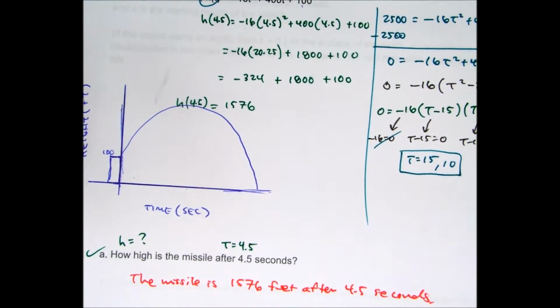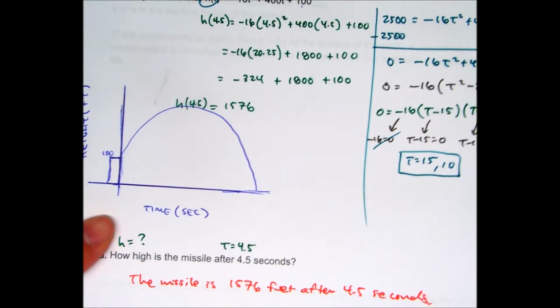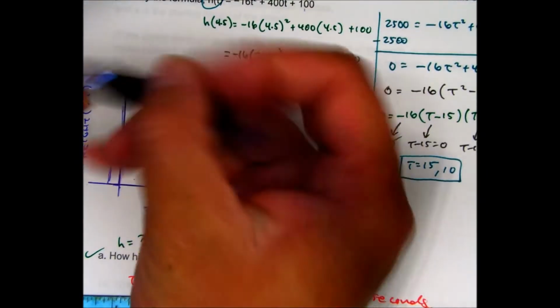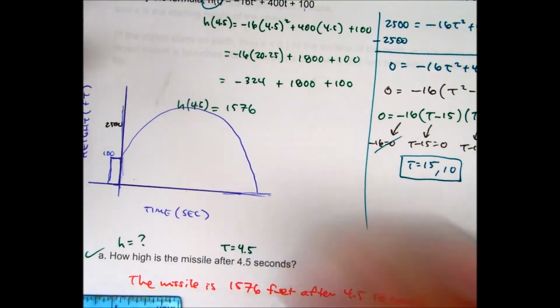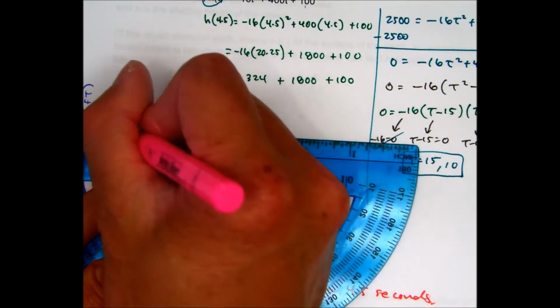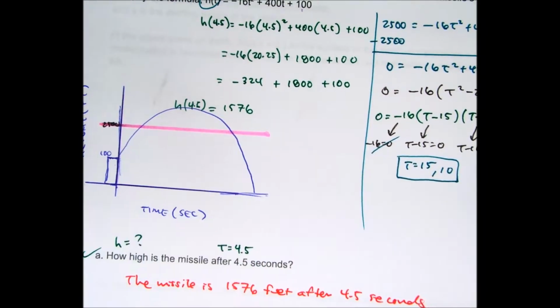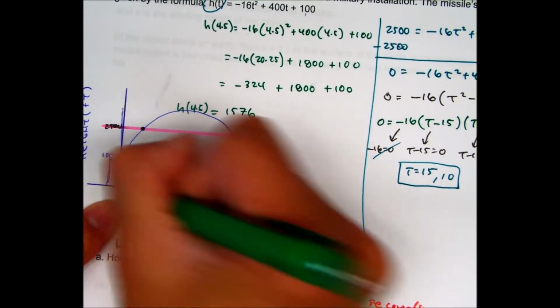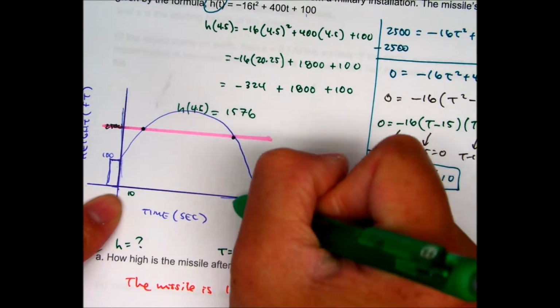So in that problem, when it says 2,500 feet, you have to think, I'm just going to put it right here, 2,500. Then what's happening is you're really looking for where it's crossing at this point, which we found to be 10, and this one at 15.